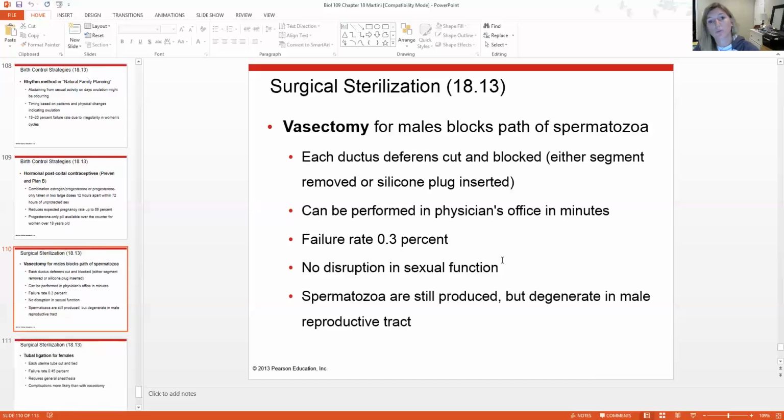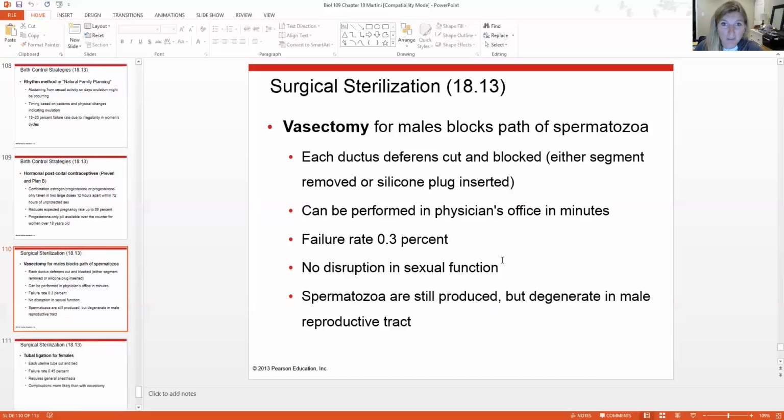Vasectomy is also a possibility. This is surgical sterilization. It's possible for males to have their ductus deferens cut and blocked. Typically, a segment is removed. It's not just cut, but they'll take a couple centimeters off so that it can't just grow back together. It does have a small failure rate. There's no disruption in sexual function. It can be performed in the physician's office in minutes.